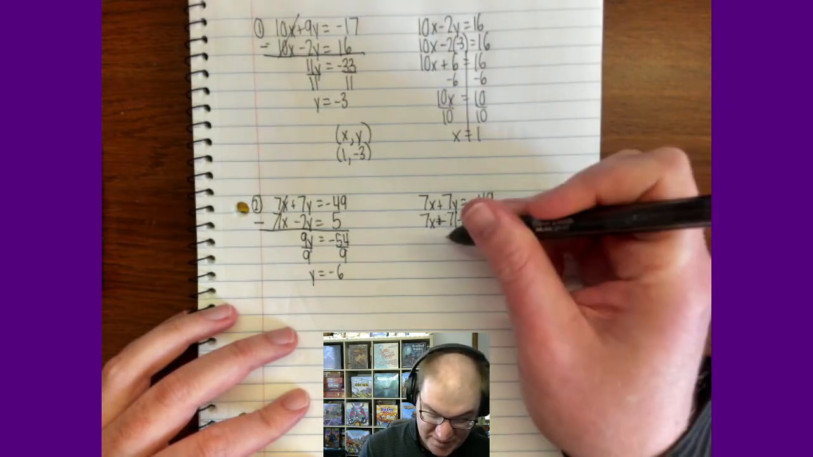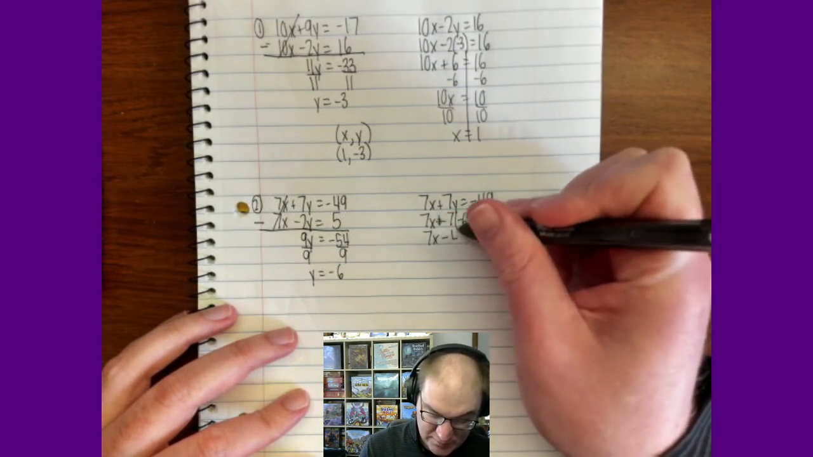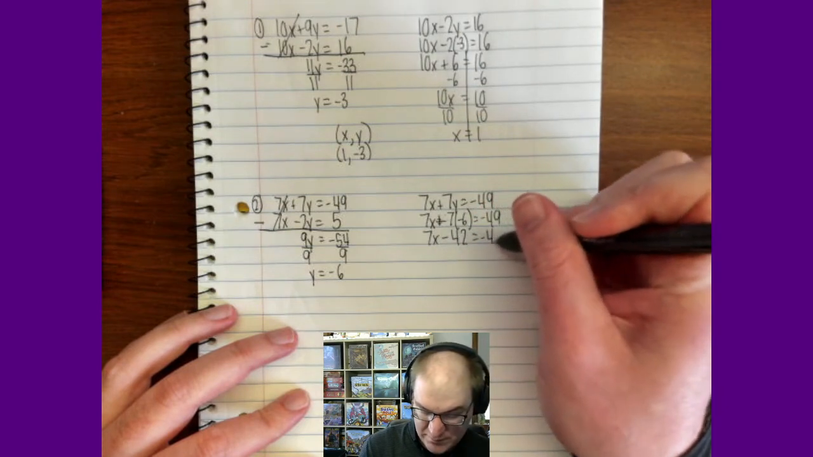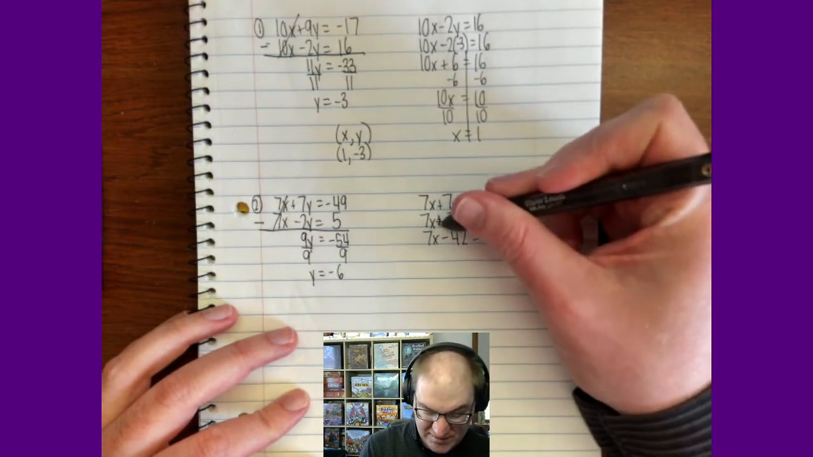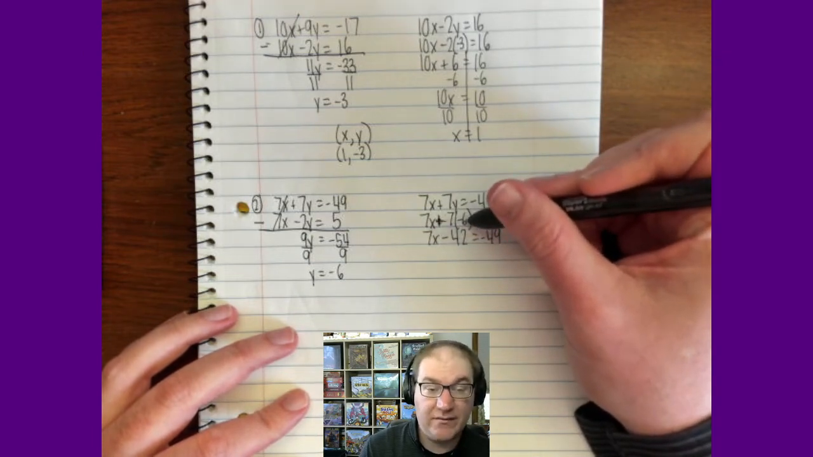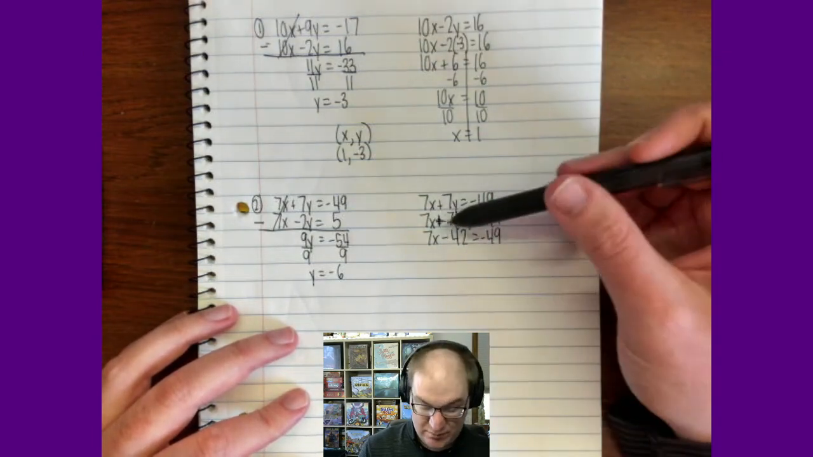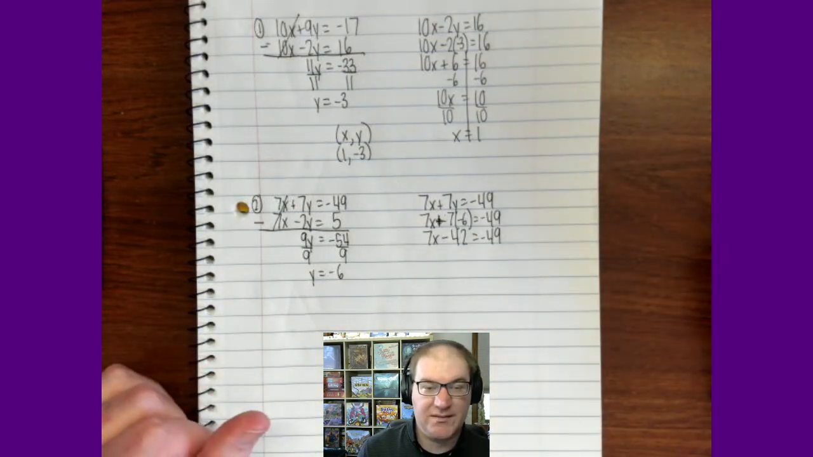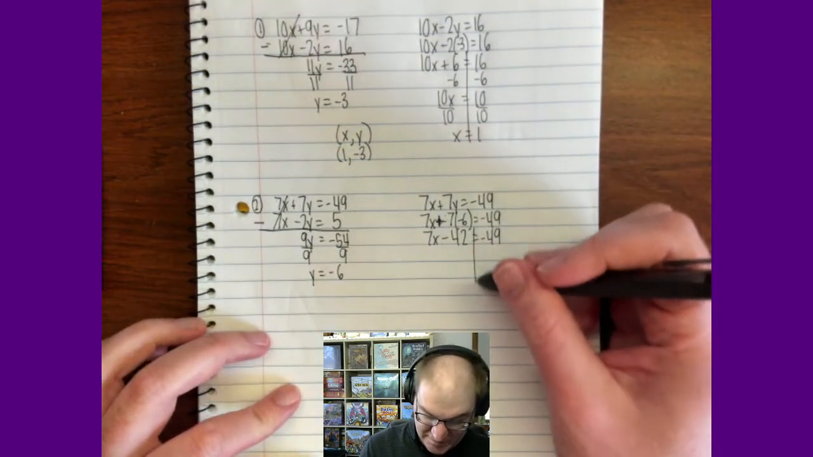7 times negative 6 is negative 42. So this used to be a plus sign right here, but this number became a negative, so I just wrote a negative, right? Plus a negative is really just the same thing as subtracting. And now let's solve this equation.